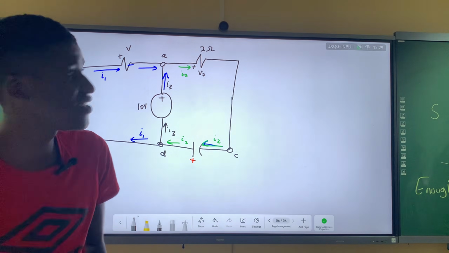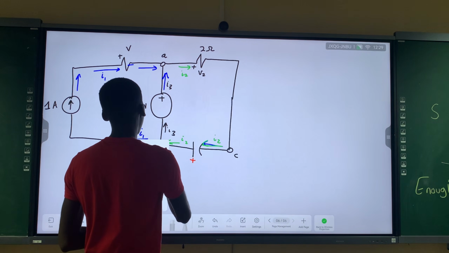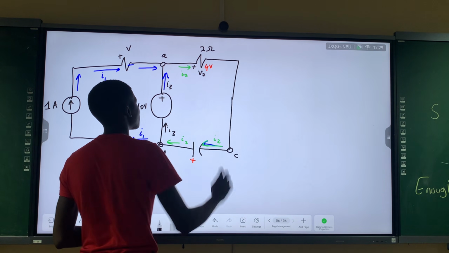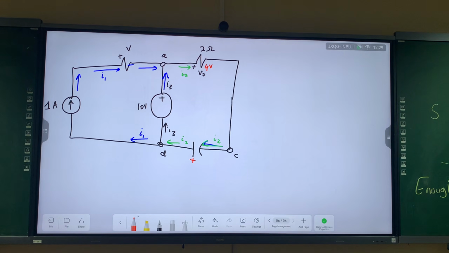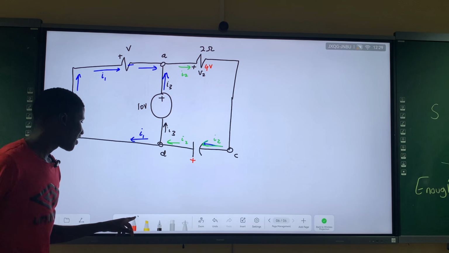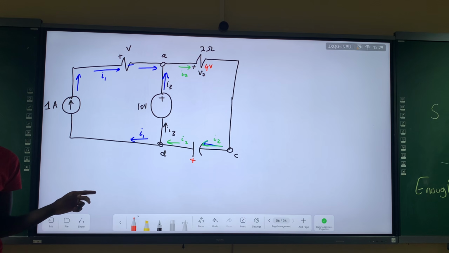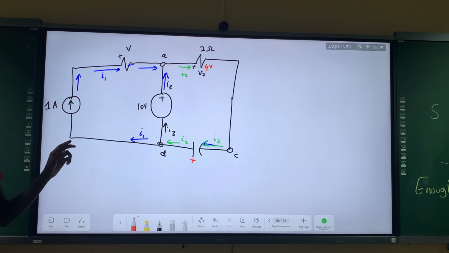Which law can we use? Given that this is 4 volts, which law can we use? Kirchhoff's current or Kirchhoff's voltage? Kirchhoff's current. Let's remember it deals with a node. So you have to choose a node here at some point. Okay. So you choose a node. Which node do you think has more information that we can find?